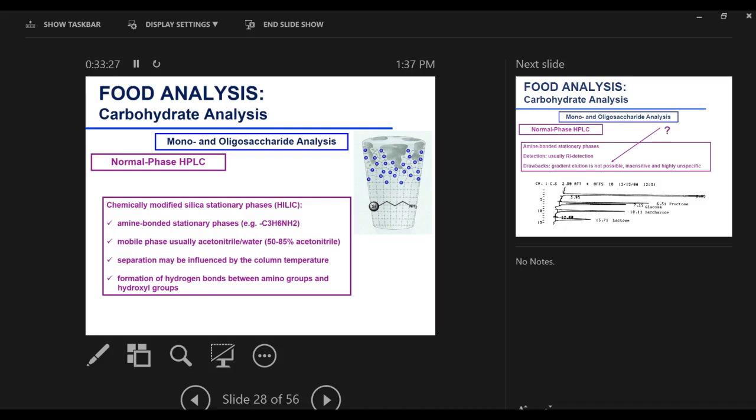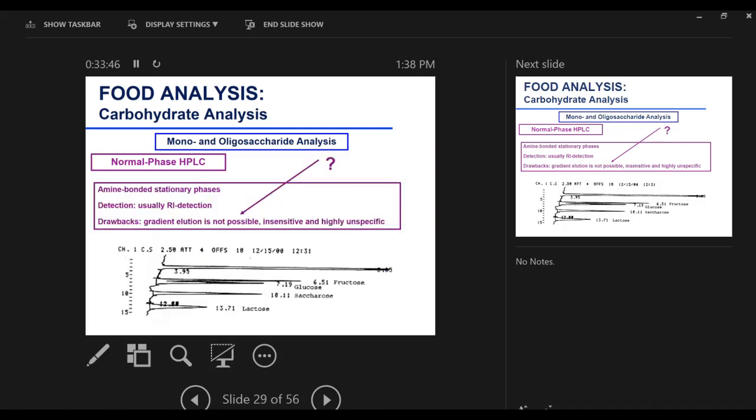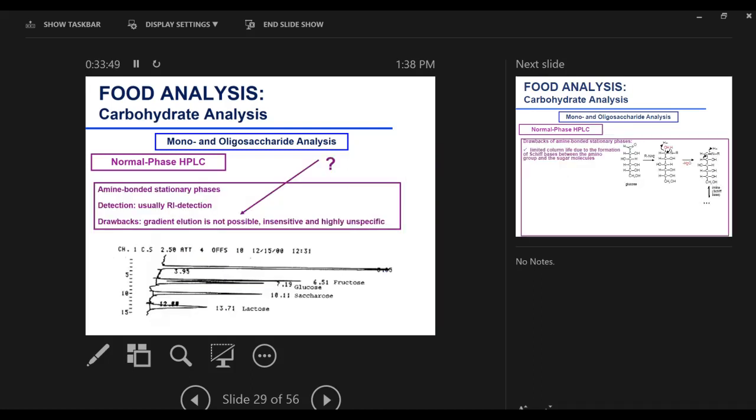The more interaction with the column, the more it gets delayed. So the more hydroxyl groups you have, the more it's going to interact with the amine groups in the column. It will take longer to elute than a compound that has fewer hydroxyl groups. The one that interacts less with the amine groups will elute first. When you have more hydroxyl groups, they have more groups to interact with the column, and they will be delayed. With fewer hydroxyl groups, they interact less with the column and come out first.